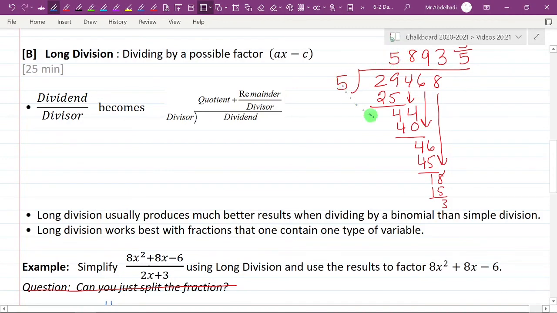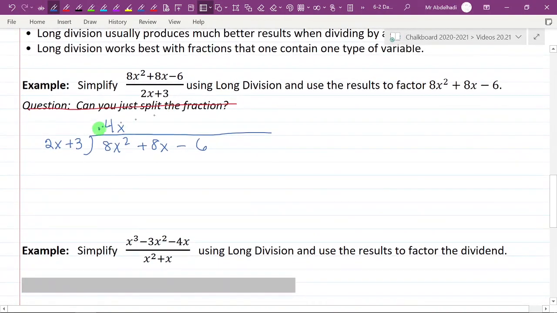So now we do that same thing we did up here: we multiply whatever we came up with times this and put it down here. 4x times 2x, 4 times 2 is 8, and x times x is x squared. You can see that works. But now you still have to multiply the 4x times the 3 here. What's 4x times 3? It's 12x. And where do you put it? Underneath the next term here, so plus 12x.